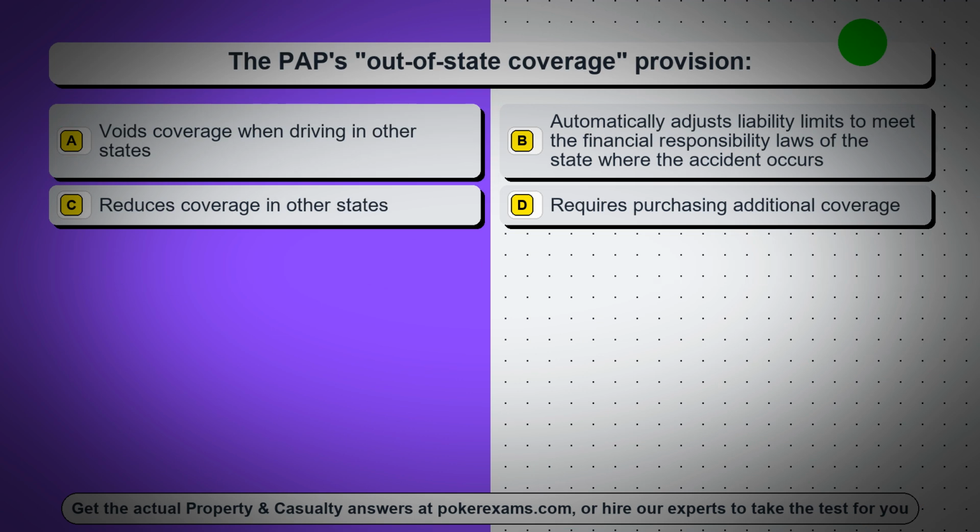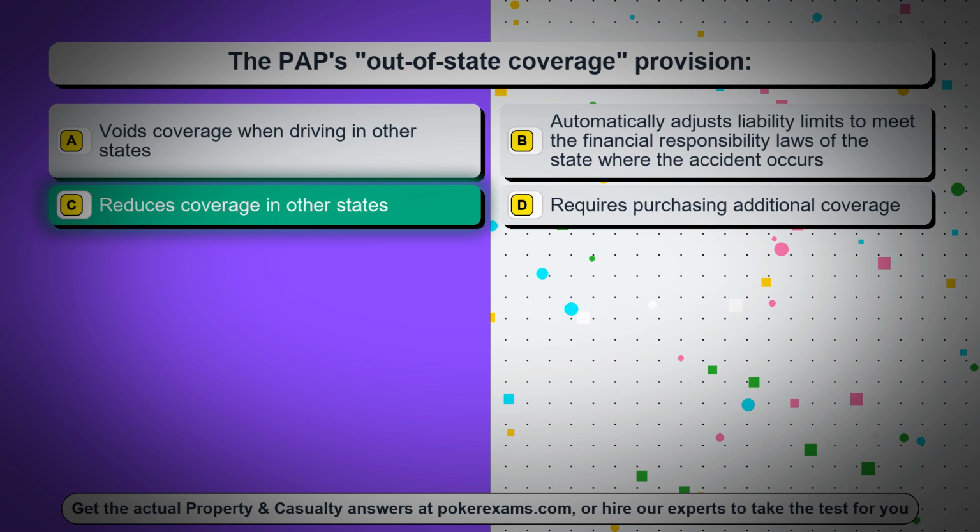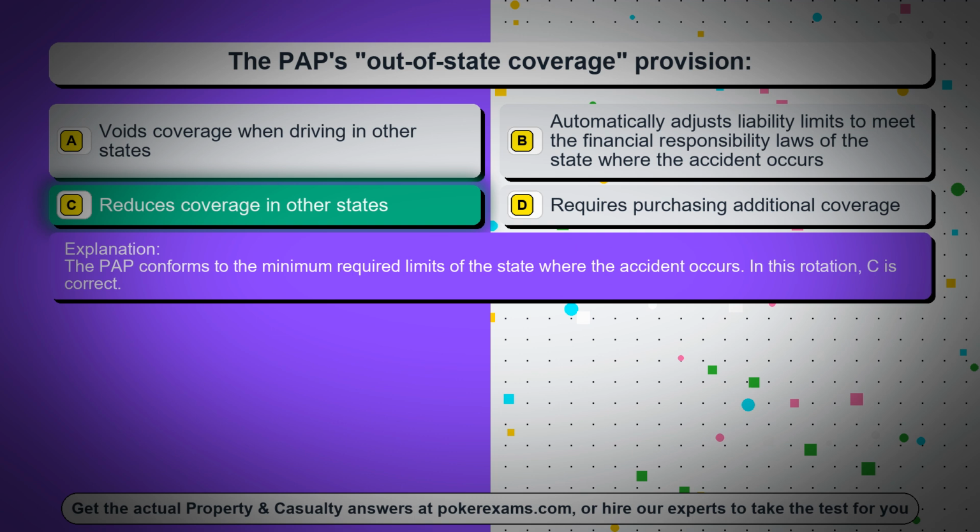Question 37. The PAP's out-of-state coverage provision. Option A voids coverage when driving in other states. Option B automatically adjusts liability limits to meet the financial responsibility laws of the state where the accident occurs. Option C reduces coverage in other states. Option D requires purchasing additional coverage. The correct answer is option C, reduces coverage in other states. The PAP conforms to the minimum required limits of the state where the accident occurs. In this rotation, C is correct.